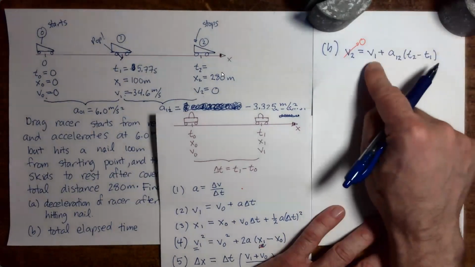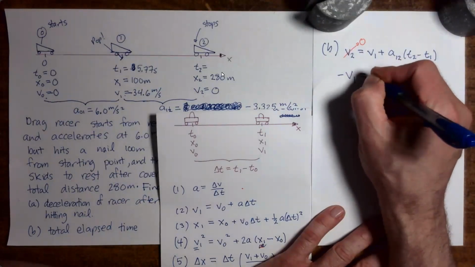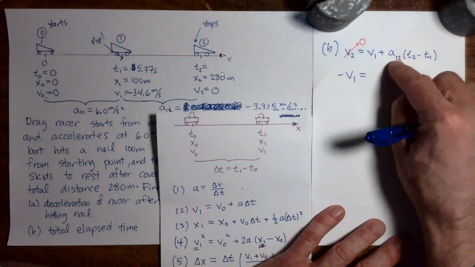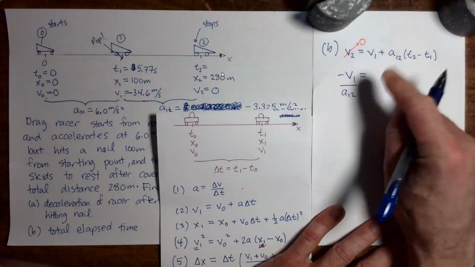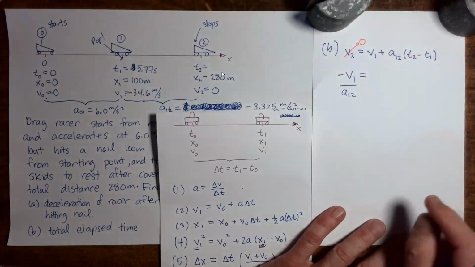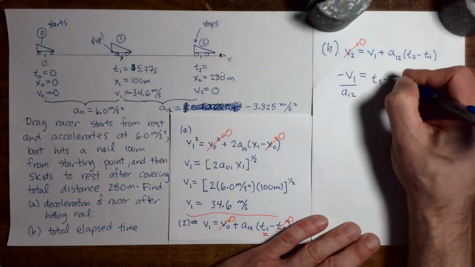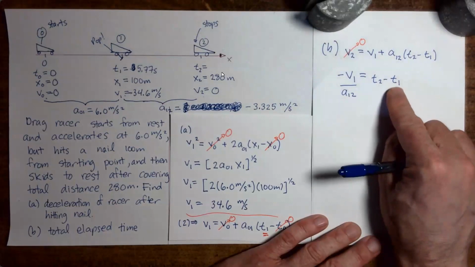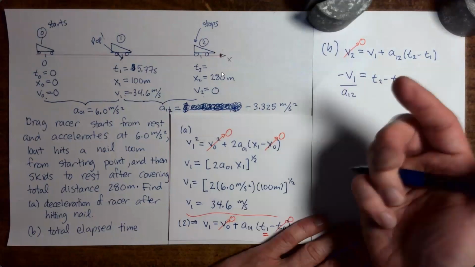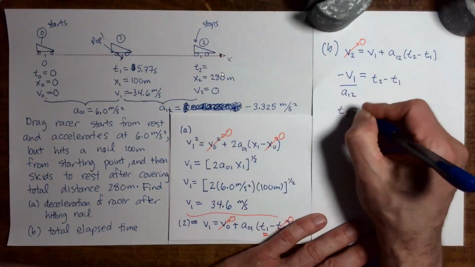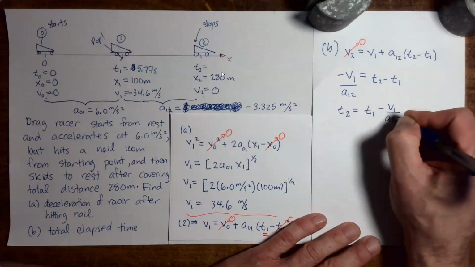So we can start by taking that V1 and moving it to the left where it picks up a minus sign. And then divide through by the A12, so the A12 comes down here. Now I have minus V1 over A12 equals T2 minus T1. So I'm going to take the T1 to the left side where it picks up a plus sign. And then after doing that, flip the sides. So I get T2 equals T1 minus V1 over A12.